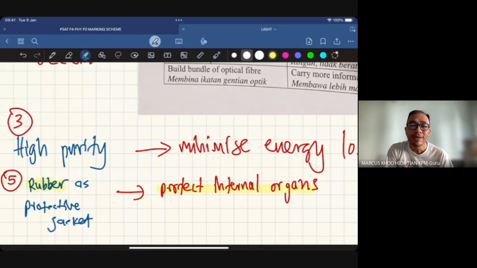Kalau dia pecahkan habis kau punya badan. So we use rubber as a protective jacket, not plastic, because plastic also can break. Rubber is more malleable lah, so it can protect the internal organs. Okay, let's talk about the characteristics.